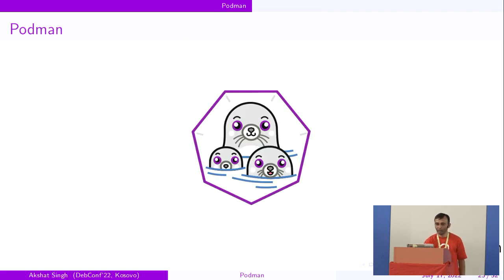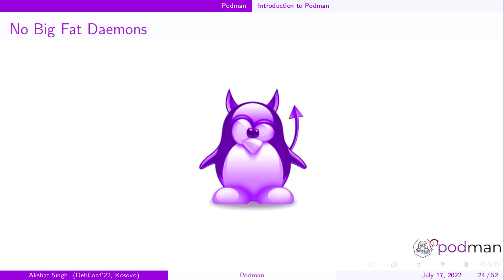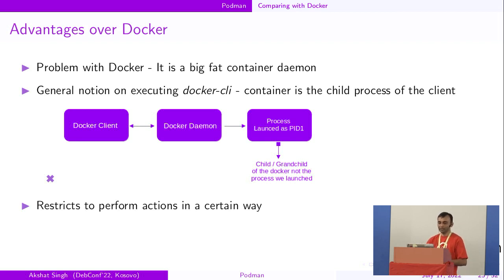So now we come to Podman. With Podman, there are no big fat daemons. In Docker, we have a client-server model, so a daemon is continuously running on our machine, running on a socket and having privileged access. So if we run a process, whatever process is there is a process of Docker, not the process we executed. That is the problem with Docker. Whatever is launched is a child or grandchild of Docker, not the process we launched, and it restricts us from performing actions in a certain way.